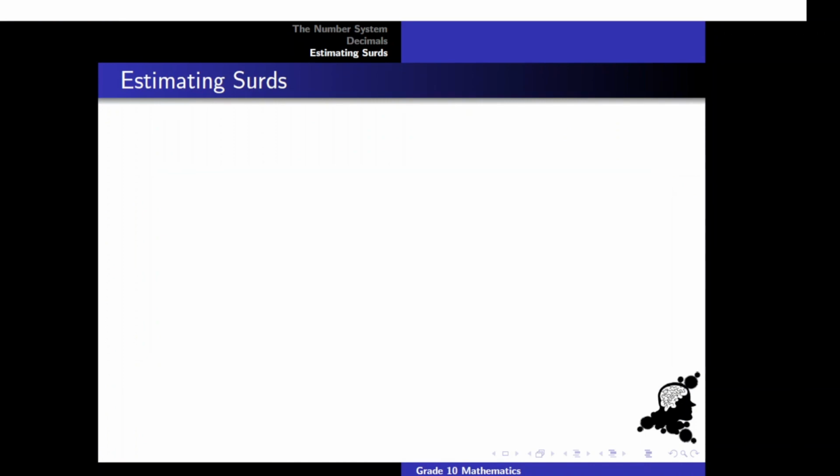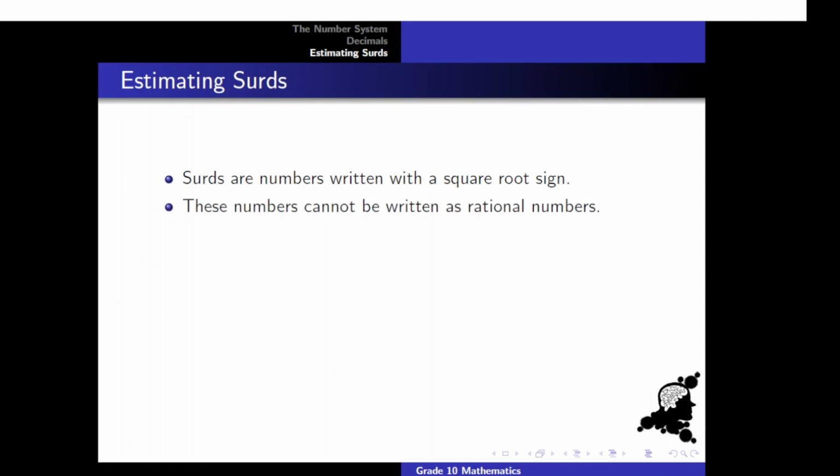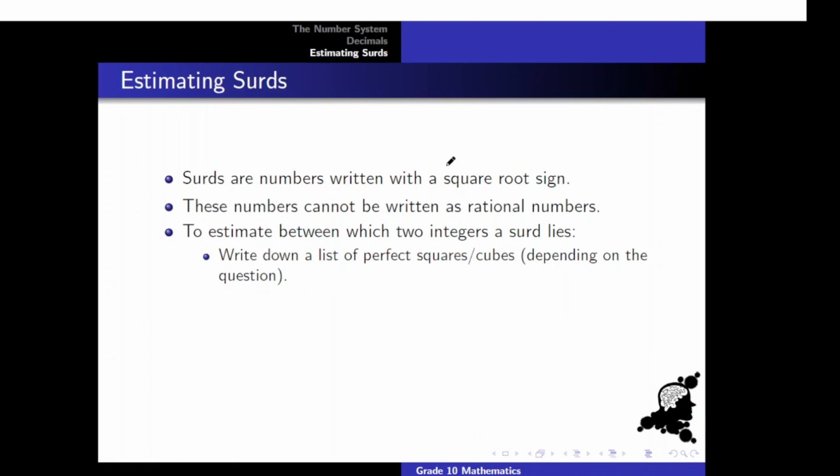Let's do our last section for this, which is estimating surds. So surds are numbers which are written underneath the square root sign. These numbers cannot be written as rational numbers. So in other words, we're talking about irrational numbers. The question will ask you to estimate between which 2 integers a surd lies. You need to write down a list of perfect squares or perfect cubes. Remember, a perfect square is a number that if you find the square root of that number, you get a rational number. A perfect cube is a number such that when you find the cube root of that number, you get a rational number.